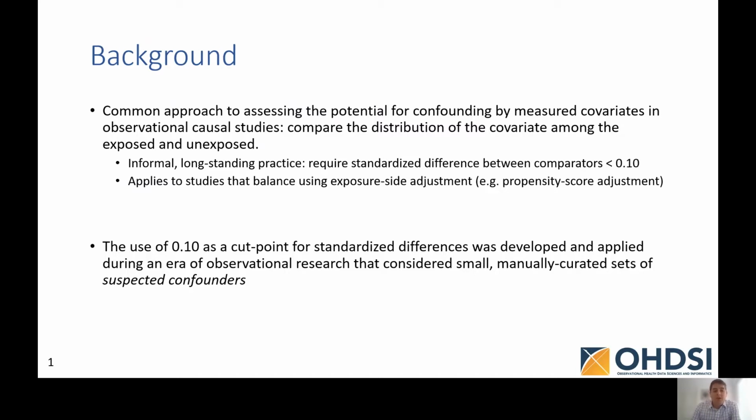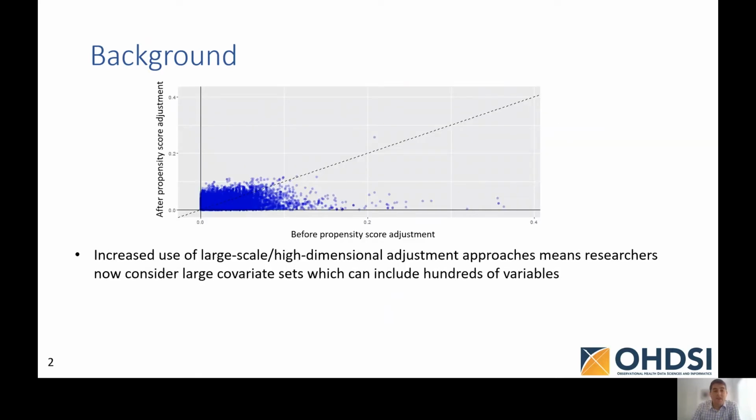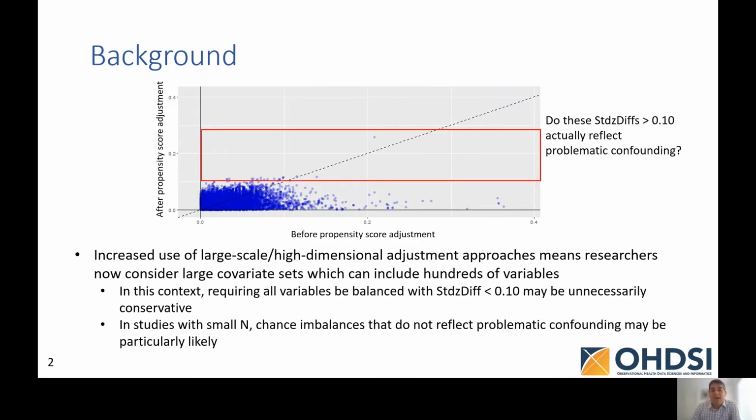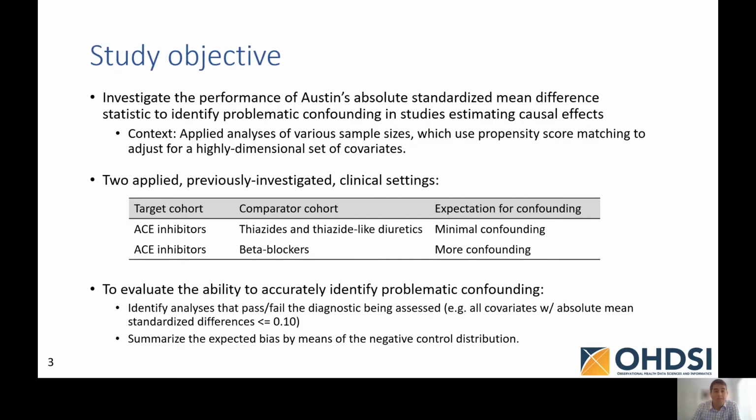The use of 0.1 as a cut point for standardized differences was developed and applied during an era of observational research that considered small, manually curated sets of suspected confounders. However, increasing use of large-scale high-dimensional adjustment approaches means that researchers now consider large covariate sets, which can include hundreds of variables. In this context, requiring all variables to be balanced with a standardized difference below 0.1 might be unnecessarily conservative. Particularly in studies with small samples, chance imbalances that do not reflect problematic confounding might be particularly likely.